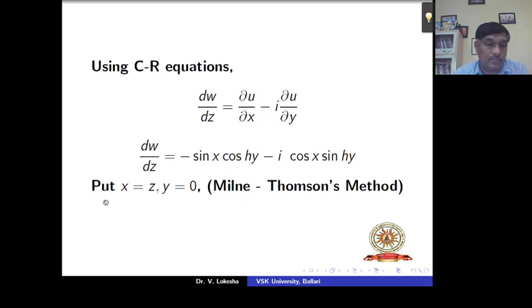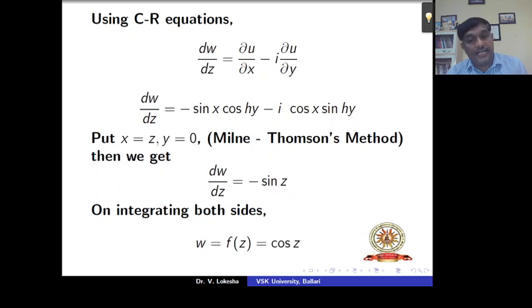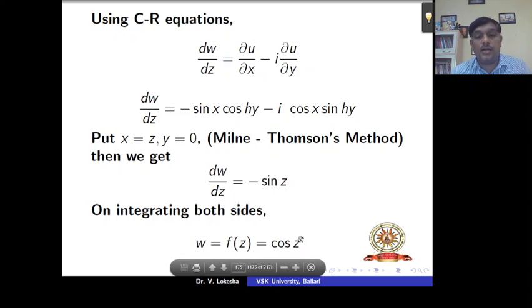Then by the Milne-Thomson method, put x = z and y = 0 here. This becomes sin z, cosh 0 is 1 and sinh 0 is 0. You get here -sin z. Integrating with respect to z, w = -cos z, and here minus into minus becomes plus, then you get w = cos z.